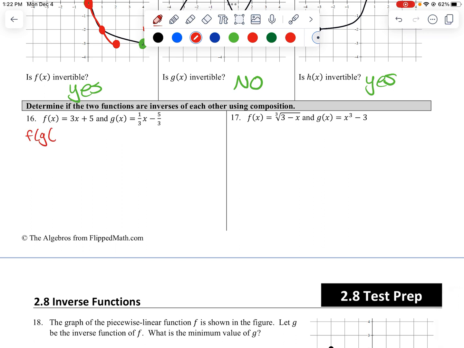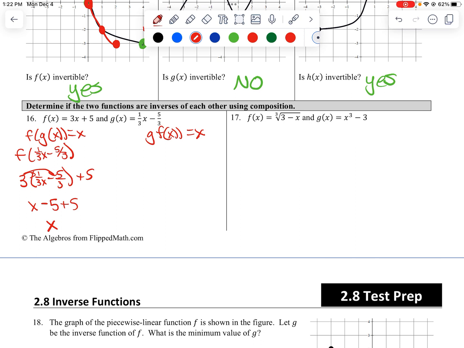So you need to see if f of g of x equals x, and if g of f of x equals x. So f of g of x, so f of 1/3 x minus 5/3. So I'm going to go to my f, so 3, replace the x. If I distribute the 3, that would be x minus 5 plus 5, which would just be x, so that works. And g of f of x, so g of 3x plus 5. So 1/3 times 3x plus 5 minus 5/3. If we distribute, that's 1x plus 5/3 minus 5/3. So that's just 1x.